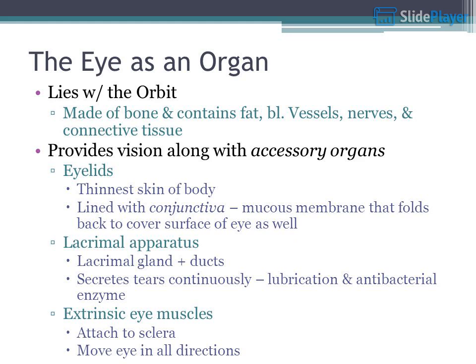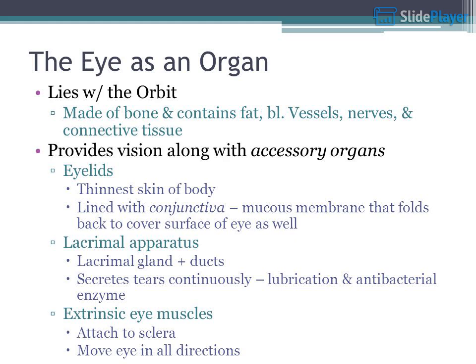Eyelids: thinnest skin of the body. Lined with conjunctiva, a mucous membrane that folds back to cover the surface of the eye as well. Lacrimal apparatus: lacrimal gland plus ducts. Secretes tears continuously, for lubrication and an antibacterial enzyme. Extrinsic eye muscles: attached to the sclera. Move the eye in all directions.